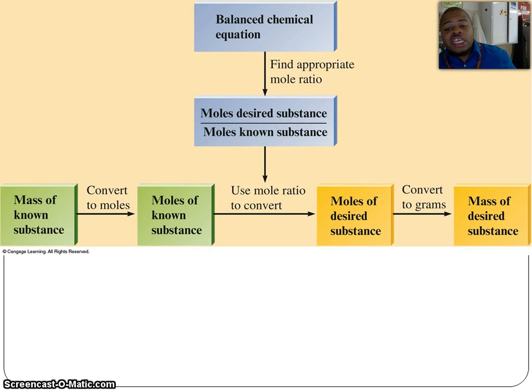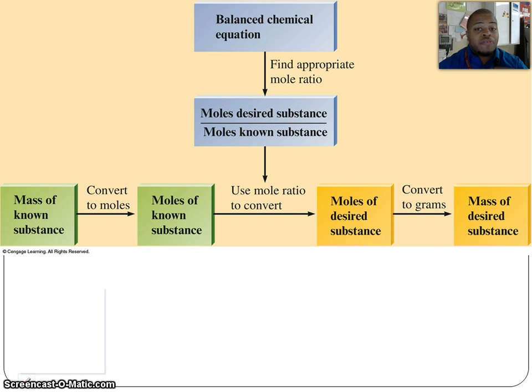Now, this is going to give you an idea of how things sort of flow. When I'm doing stoichiometry, if I'm given the mass of the known substance, whatever it is I'm starting with, the first step is I need to convert it to moles. After I've converted to moles, now I have moles of my known substance.